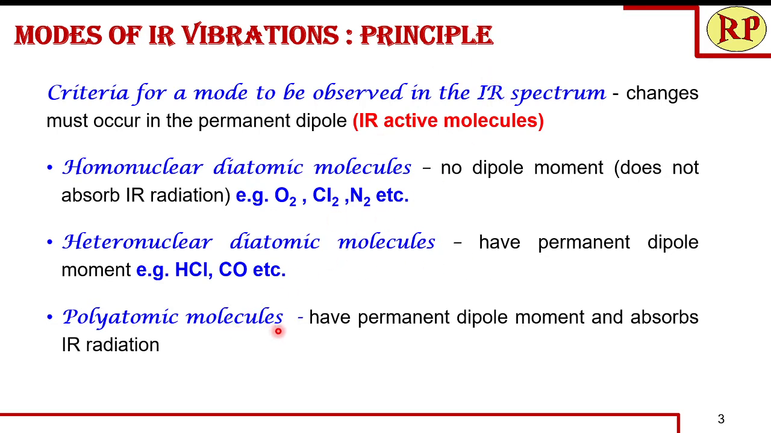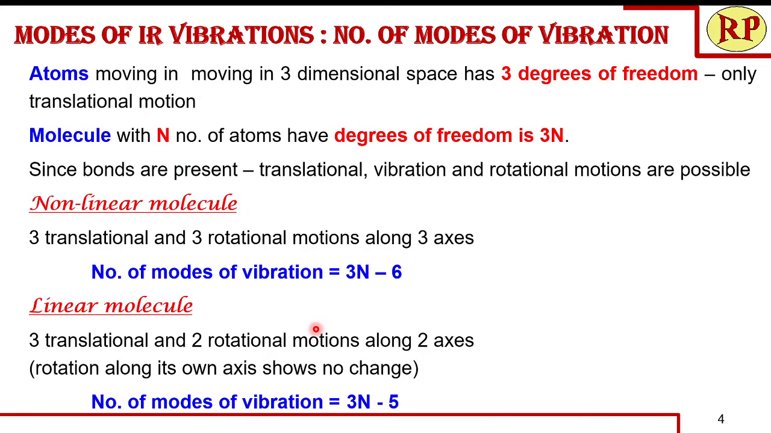For polyatomic molecules, we'll usually have a permanent dipole moment, but in some cases, if it's a highly symmetric molecule, then you will not have a permanent dipole moment and it will be an IR inactive molecule.